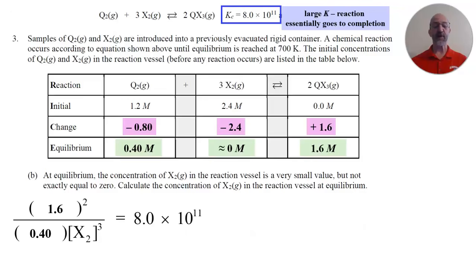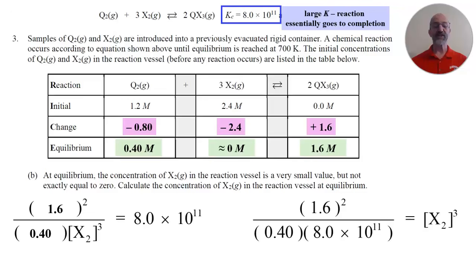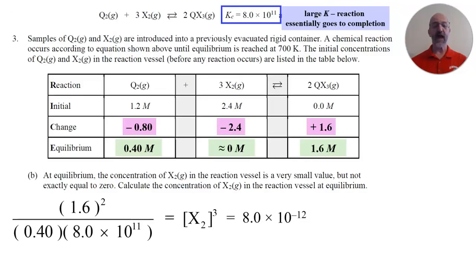So the next step in my process will be to rearrange this equation so I can get the concentration of X2 on one side of the equation. So you can see what I've written is 1.6 squared divided by 0.4, but then also divided by 8.0 times 10 to the 11, and I set that equal to the concentration of X2 cubed. So on my calculator, when I did that math, 1.6 squared divided by 0.4 divided by 8 times 10 to the 11, I get 8 times 10 to the negative 12.